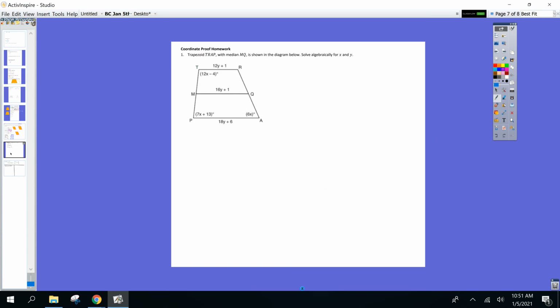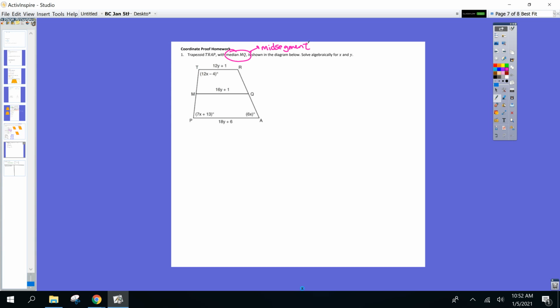So go ahead, go to number 1 on the homework tonight. Oh, look at how clever. Meet trapezoid trap. Oh, that never gets old. Median MQ. See, I used the term median there. Remember, that's the same as mid-segment. They're interchangeable. Mid-segment, median, same thing. Solve for X and Y.